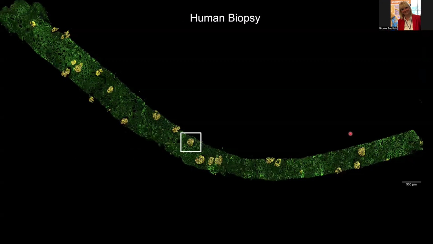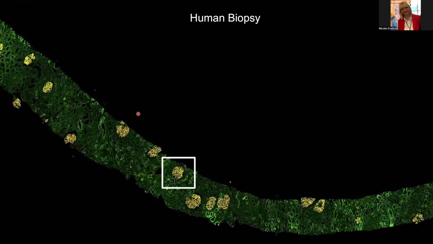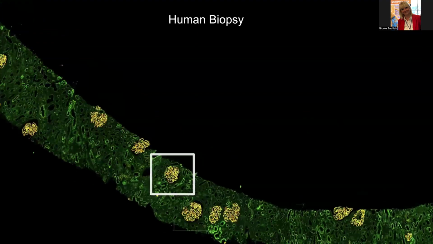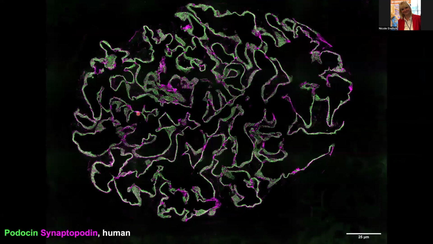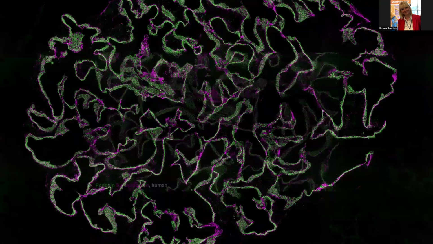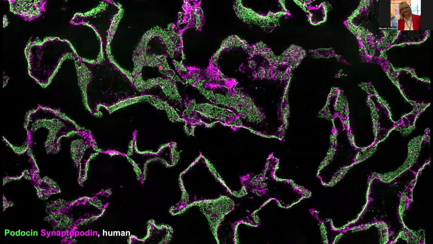Now, how it works on human biopsies. I would like to show you this example here. You see a biopsy, and all the glomeruli are double stained. Now we zoom in and look at an exact situation in this super resolution image. This is one glomerulus stained again with podocin and synaptopodin. Now we can zoom in at every region we like and study the morphology of the foot processes.